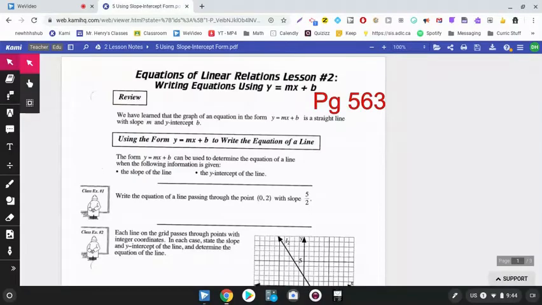Here we are, page 563. And here it says we're writing an equation using y equals mx plus b. I'm just going to say this is where we use the slope-intercept form, y equals mx plus b.